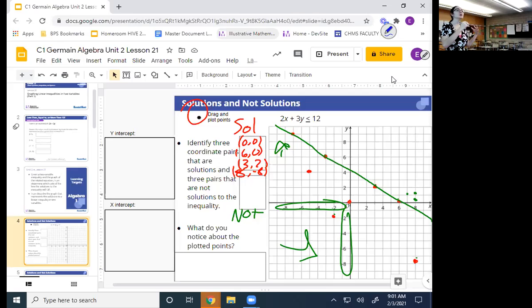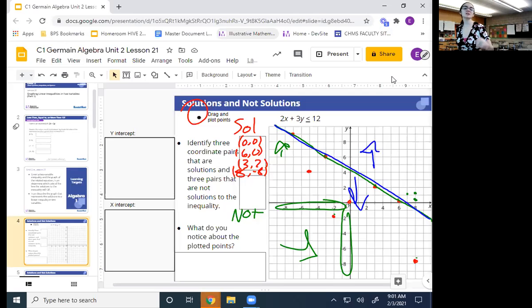So we're noticing a sort of pattern here. We're noticing that when we draw this sort of imaginary line in here, the solutions fall below that line and the non-solutions fall above that line. Okay, so maybe we're going to notice something different as we move into the next activity.